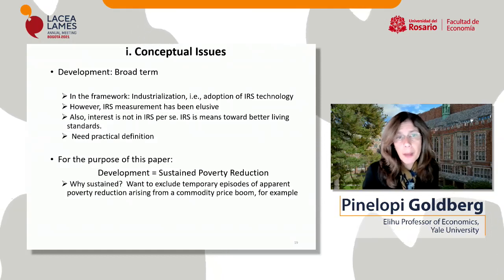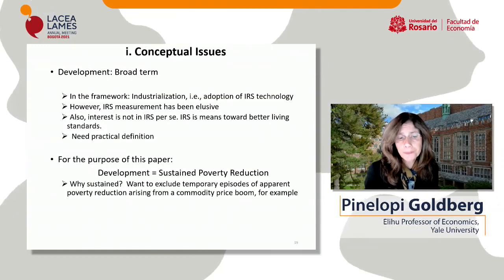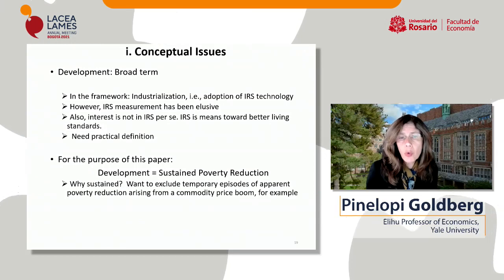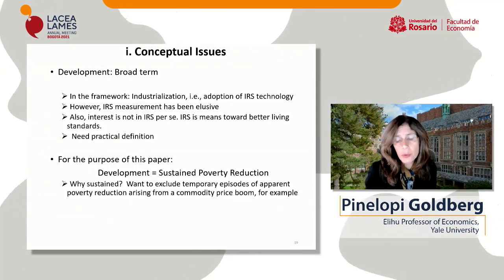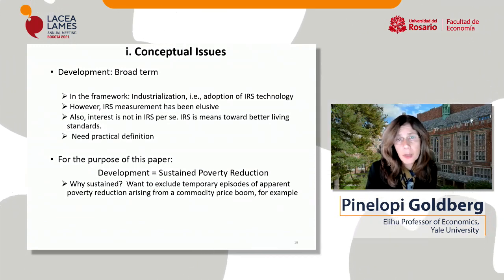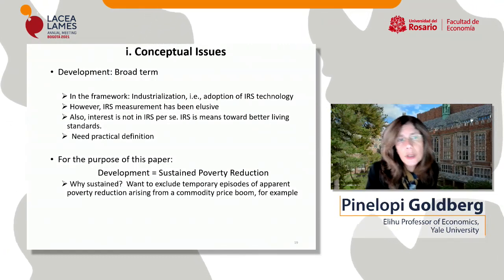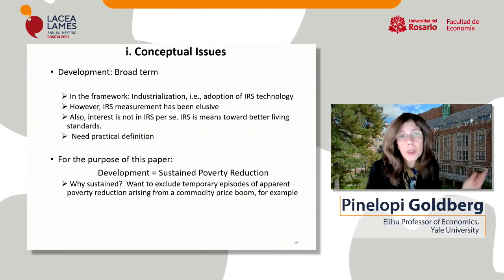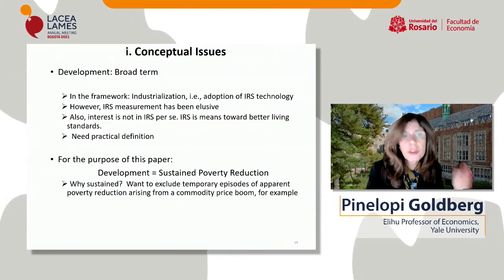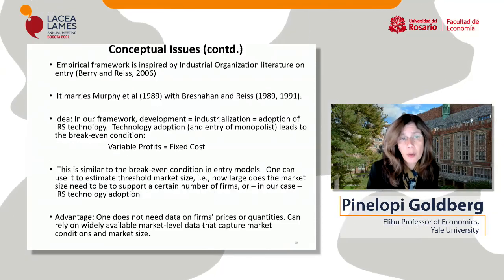So for the purpose of this paper, we identify development with sustained poverty reduction. Why sustained? Because we want to exclude temporary episodes of apparent poverty reduction arising from a commodity price boom. For example, this was the case in the past decade in Africa repeatedly. Oil prices go up or commodity prices go up for a few years, poverty goes down in this country. And then once there's a commodity price bust, the picture of poverty goes up again. So we don't think of instances like this as development.